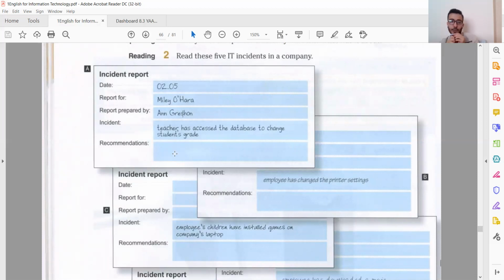The third one, employees' children have installed games on the computer's laptop.